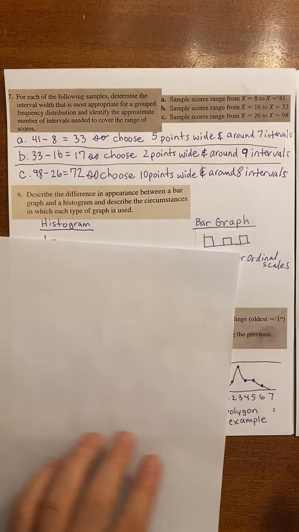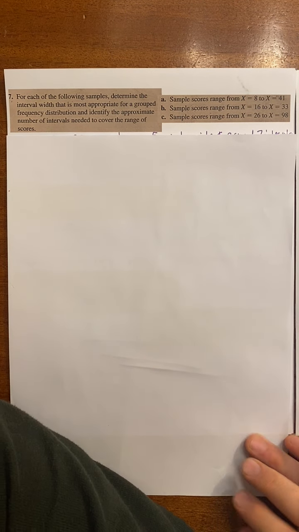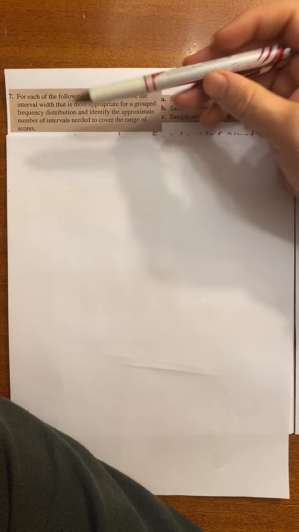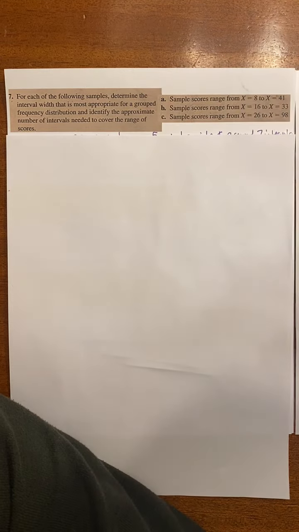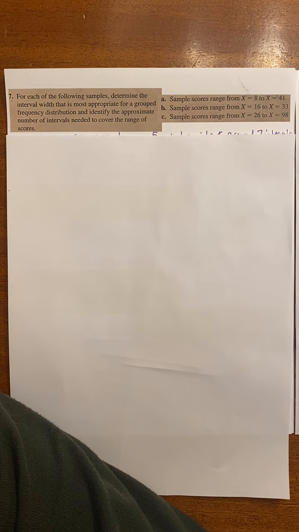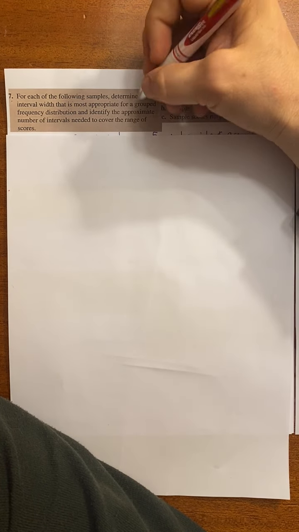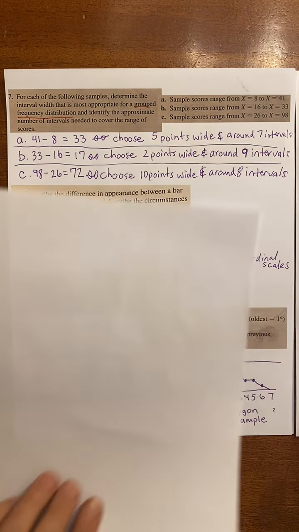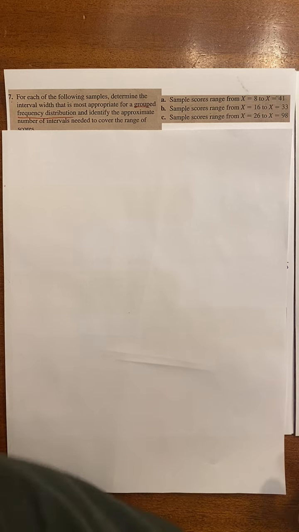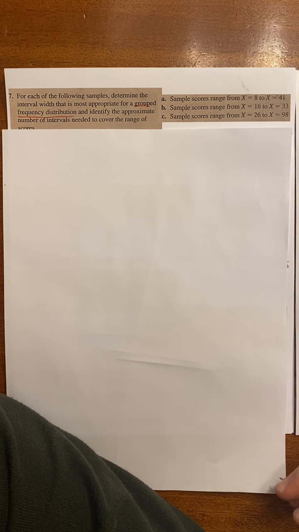7 reads, for each of the following samples, determine the interval width that is most appropriate for a grouped frequency distribution and identify the approximate number of intervals needed to cover the range of scores. So just to make sure that you understand this question, again, they're asking us how we would create a grouped frequency distribution table. Here, they're not asking us to actually create the tables. Instead, they want to know how our intervals would look.